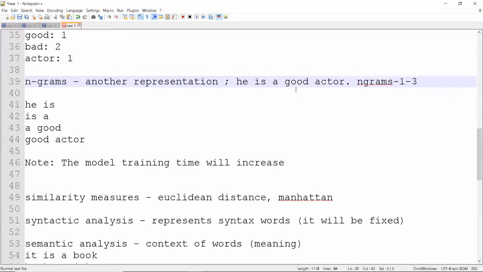Let's have another scenario. "He is not a good actor." So this is a negative one, right? Yes. But the machine won't understand, because it sees good, which is a positive word, but it won't consider the not. So that's why.